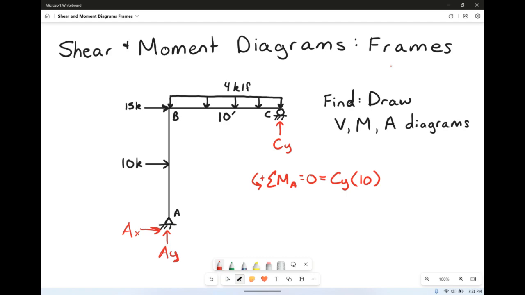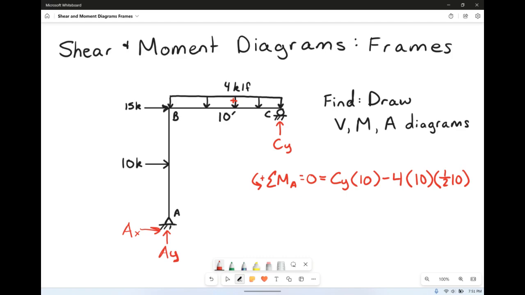Then we've got no other reactions, but we do have our 4 kip per linear foot distributed load on top. So he's going to be going in the wrong direction. So we have minus 4 times that base of 10 feet times the distance from his centroid, about right there, over. So that's going to be half the base, so half of 10.